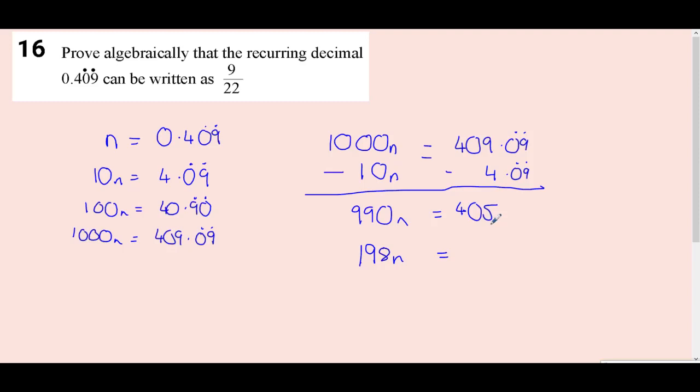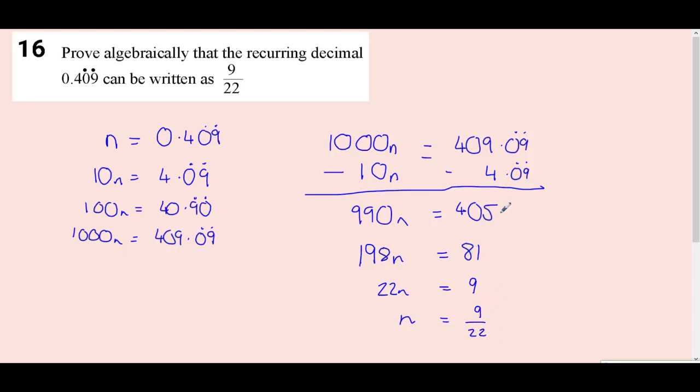405 divided by 5. Why has my mind just gone blank for a moment? That gives me 81. I know I want to end up with 22 as my denominator. I can see that they both divide by 9 here. If I divide the left-hand side by 9, I get 22n. The right-hand side divided by 9 is 9, so n is equal to 9/22.